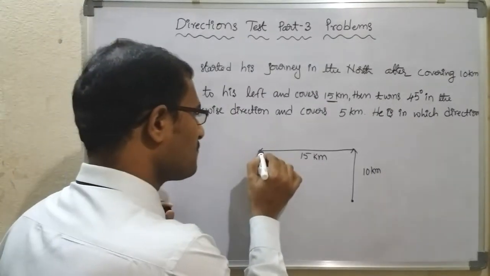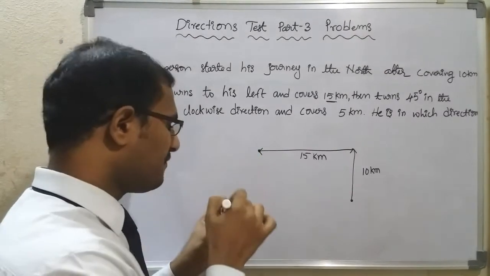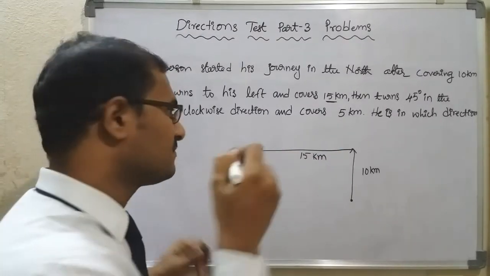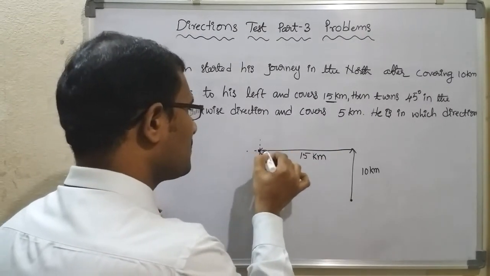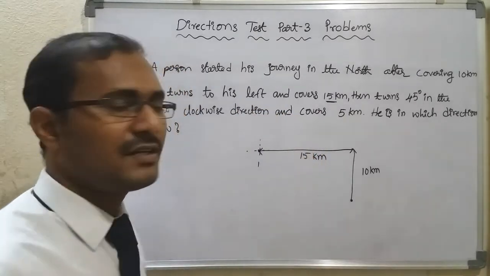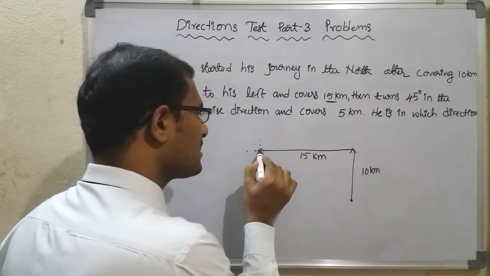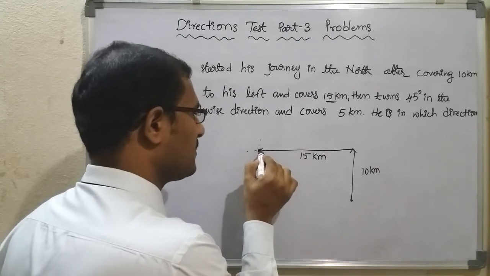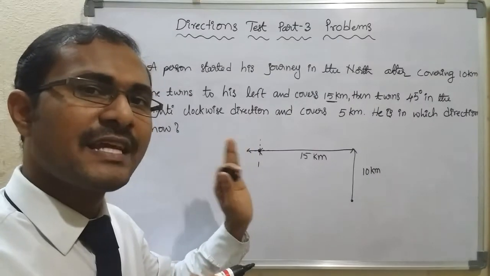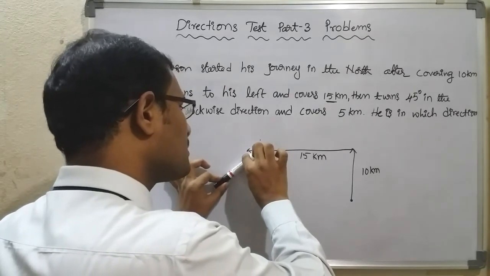Now let us see. The person is at this point. Now 45 degrees in the anti-clockwise direction. This person is facing in the west direction. Now he has to cover 45 degrees in the anti-clockwise direction. Imagine that the person is standing at the last point, facing towards the west direction. 45 degrees towards the anti-clockwise direction means, like this, towards the downward direction.